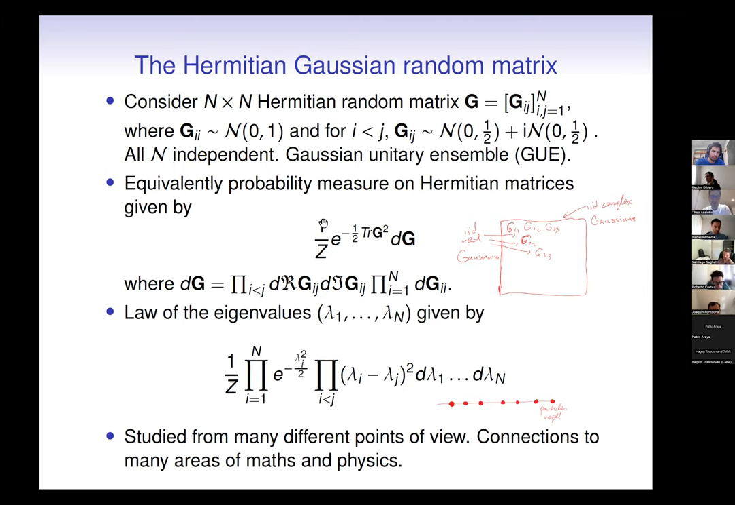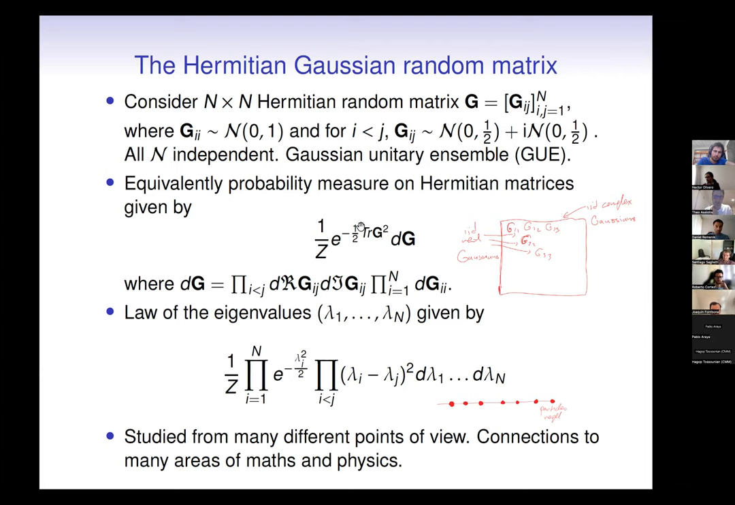Now we can view this as a probability measure on Hermitian matrices, given by the following formula. Here dG is Lebesgue measure on Hermitian matrices, which is just Lebesgue measure on the entries. On the diagonal I have real entries, and off the diagonal we split into real and imaginary parts. Then we weight this Lebesgue measure by this Gaussian weight, and there is some normalization constant, which I denote by Z. You can compute it explicitly, by computing some matrix integral, but its explicit formula is not important here.